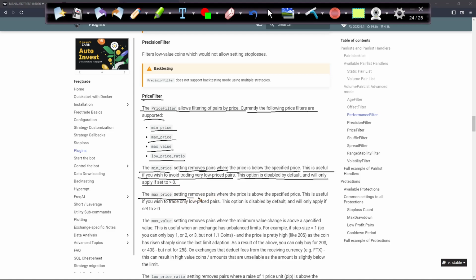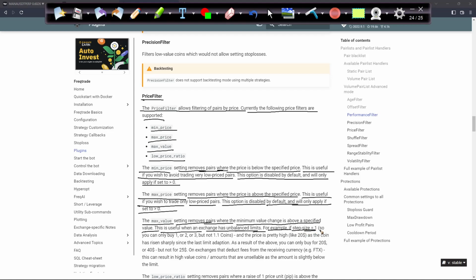The max price setting removes pairs where the price is above the specified price. This is useful if you wish to trade only low priced pairs. This option is disabled by default and will only apply if set to greater than 0. The max value setting removes pairs where the minimum value change is above a specified value. This is useful when an exchange has unbalanced limits.